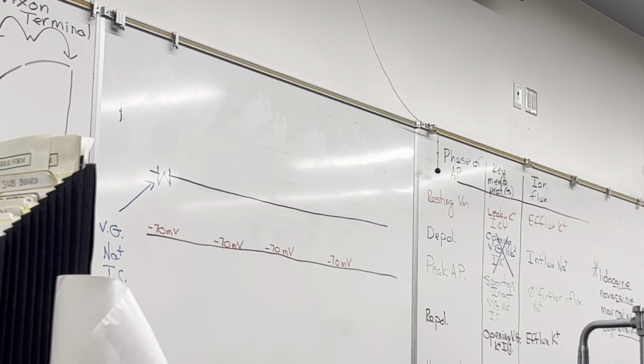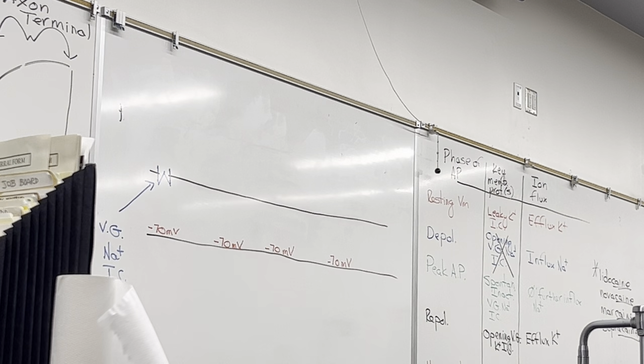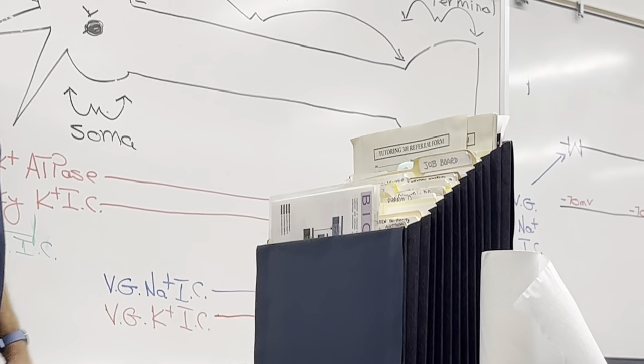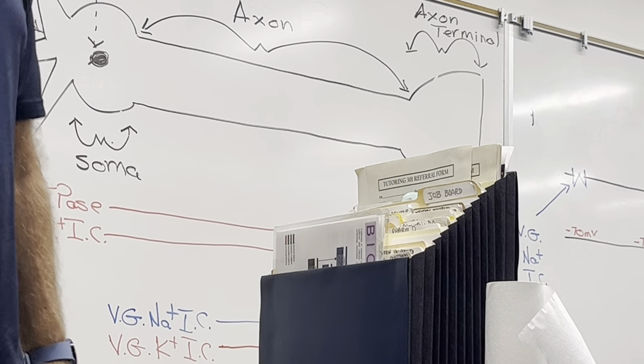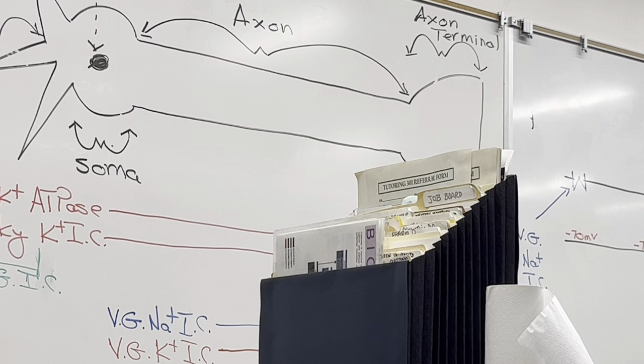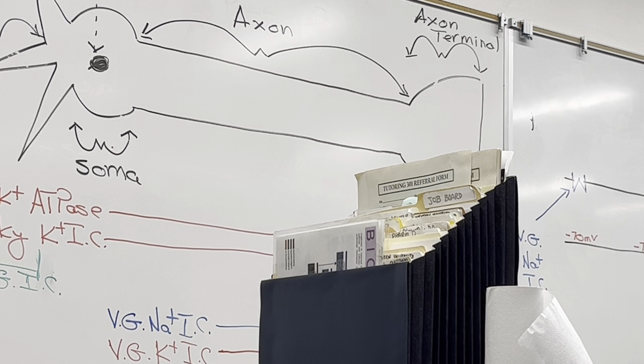Will we produce an action potential? No, we won't. If there's a stimulus that arrives at the level of the dendrites and it gets this part of our membrane to minus 50 millivolts, will we produce an action potential? No, we won't, because we didn't reach the threshold. If we can get to minus 40 millivolts, then we're going to produce an action potential.